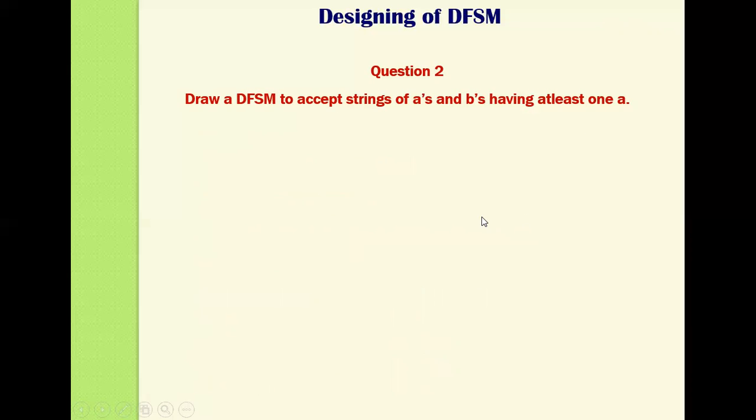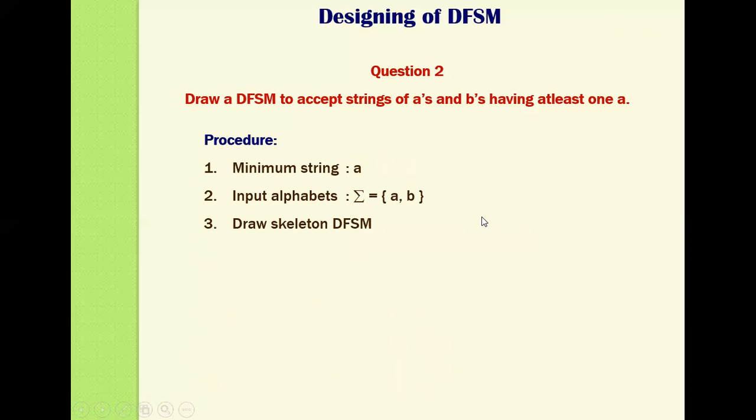So let's see the procedure. You know what the minimum string is accordingly. I have A as the minimum string. So input alphabets, sigma, will be now A and B. A comma B you write. Now we will draw the skeleton DFSM, which is very similar to the previous example. I have a start state. Upon reading A, it has moved to the next state, a final state. So I have read one A, done.